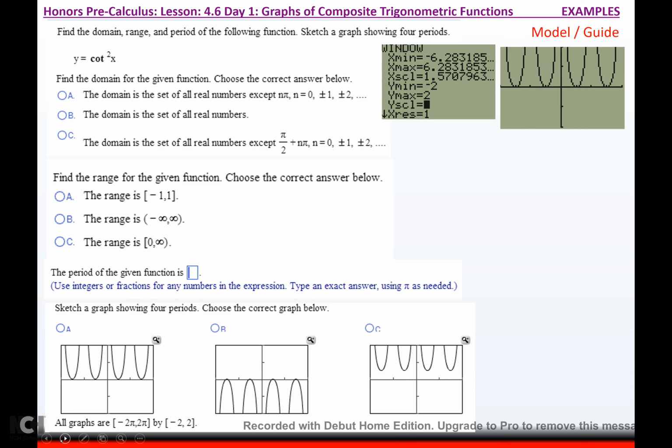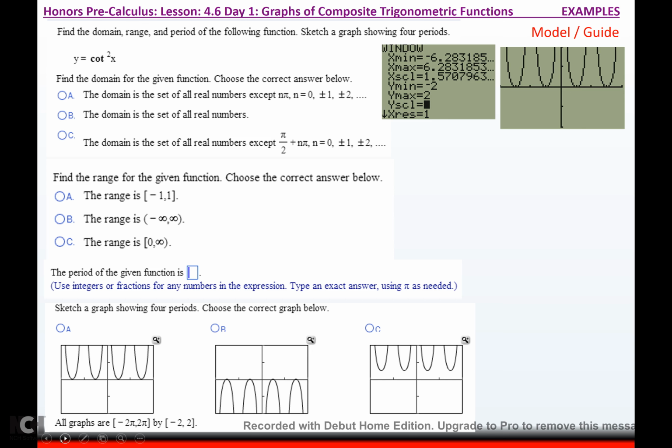So on your homework, it's going to look like this. It says, find the domain, range, and period of the following function. Sketch a graph showing 4 periods. So for me, I always graph it first. So if I do cotangent squared x, which by the way, you'd have to type in 1 divided by tan x squared. Oops.